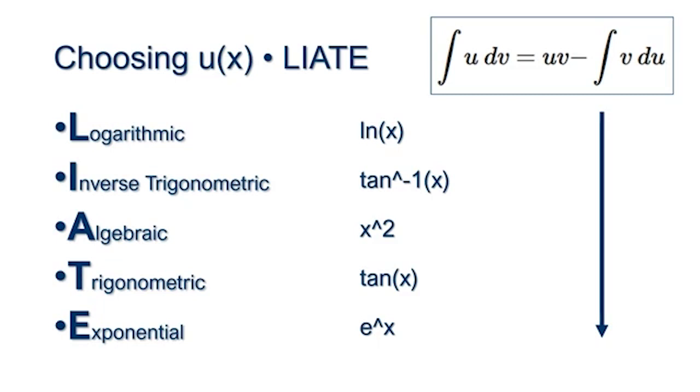So, in descending order, we'll prioritize choosing our u of x for logarithmic cases, such as the natural log of x. This being because we can't easily take the antiderivative of the natural log of x. Further, we'll continue down. We'll choose inverse trigonometric functions next, then algebraic, then trigonometric, then exponential. So by making these choices for u of x, we'll simplify the process of doing our integration by parts.